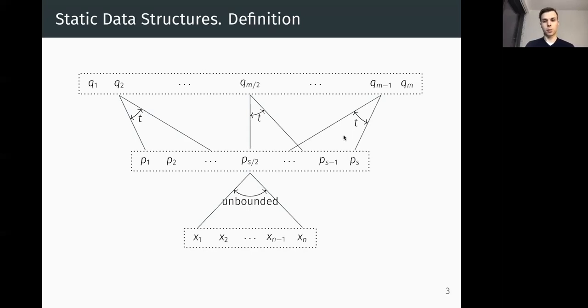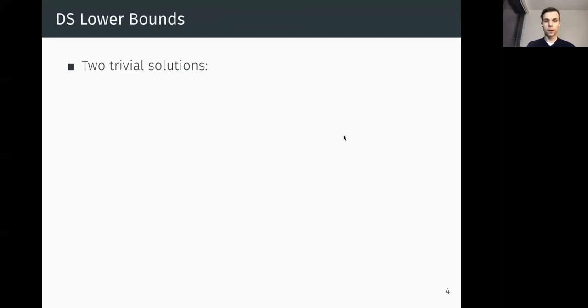Usually M in our problems is polynomial in n. So for example, for the shortest distance problem, it would be about n squared, and the space is ideally linear in n. We say that a data structure is efficient if the space used is linear and the query time T is at most polylogarithmic in n.